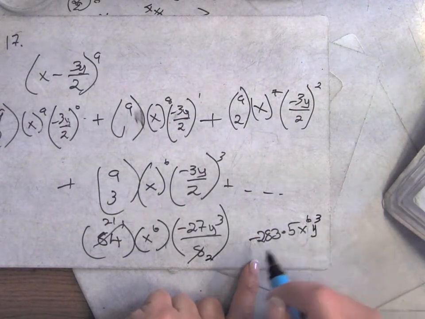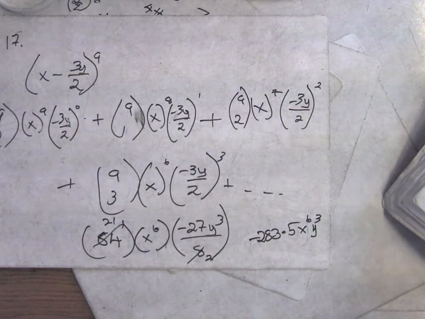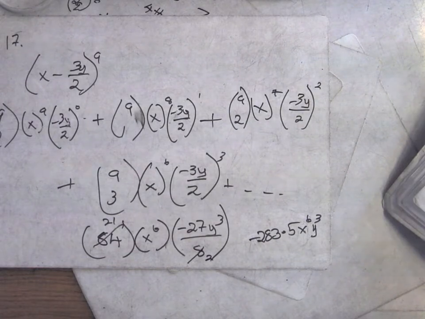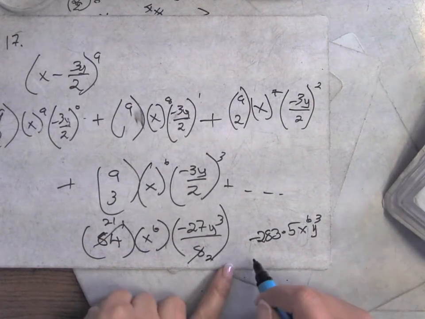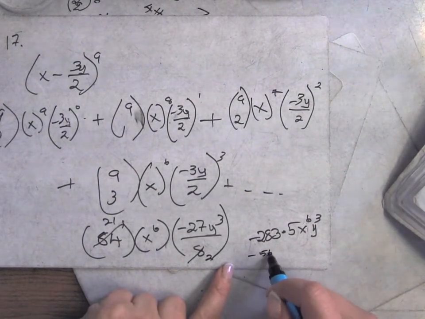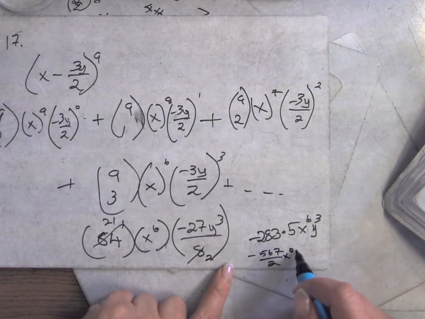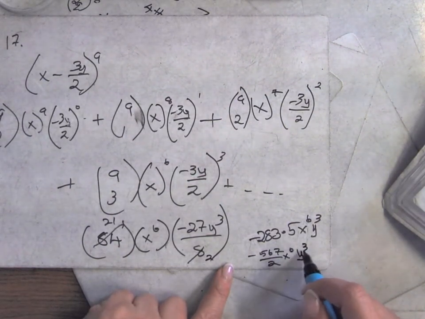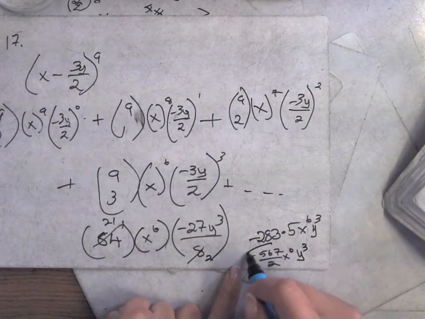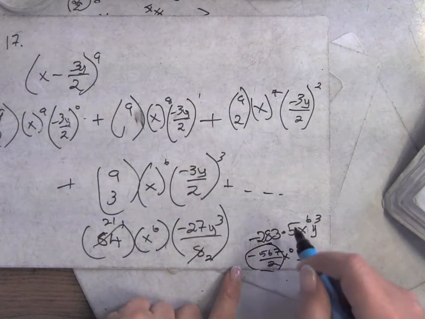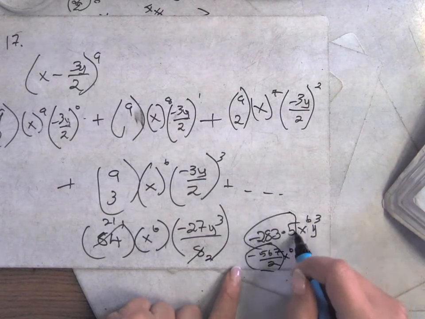Now if you left that as double that, there'd be 567. So if you left it at minus 567 over 2, x to the power of 6, y cubed, that's still right. So the coefficient is just this number. You can leave it as a top heavy fraction, or you can write it as a decimal, whatever suits.